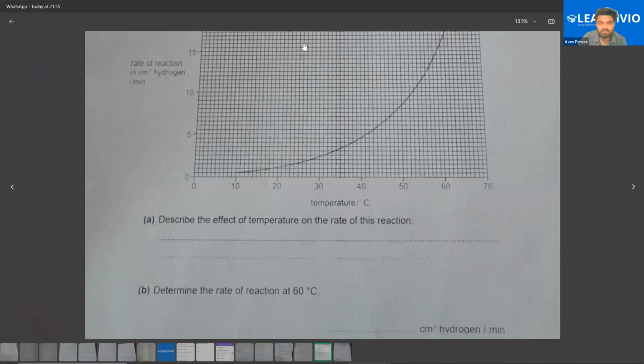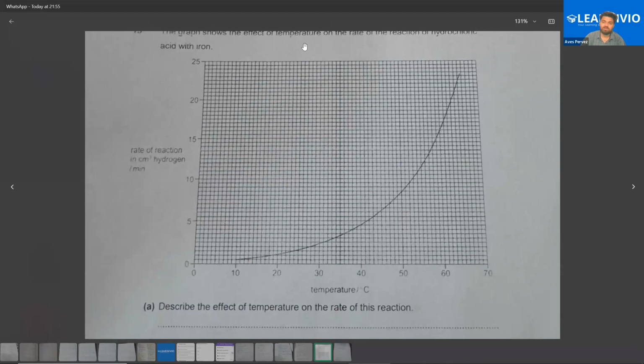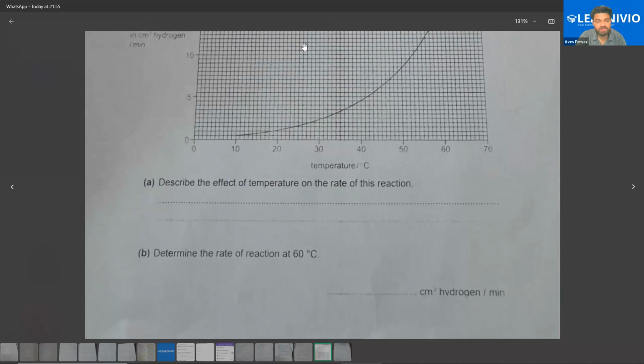Oh, no, wrong. Can you go up? Wait, 2 minutes. I'll just look at the graph and tell the answer. It should be 15.5 around. 15.5. You can check it in the graph, you can count it properly. So it should be here. That is matching, this is 60. So this can be done with the help of the graph.